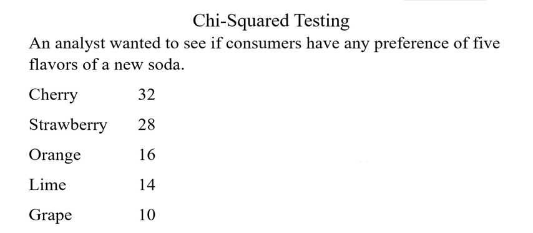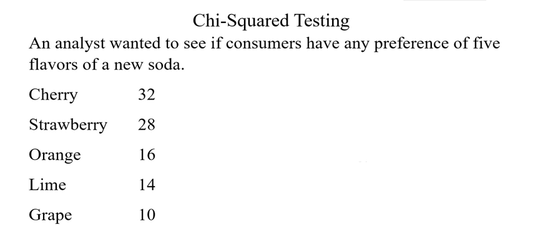It's used when we have data that's not really data you can find an average of or a proportion of, like this data I show here. It says that analysts wanted to see if consumers have any preference of 5 flavors of a new soda. There are 5 different choices, and this survey was given to 100 people. They were asked to pick their favorite, and the results are as you see them.